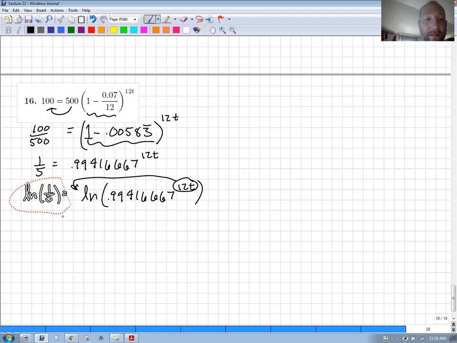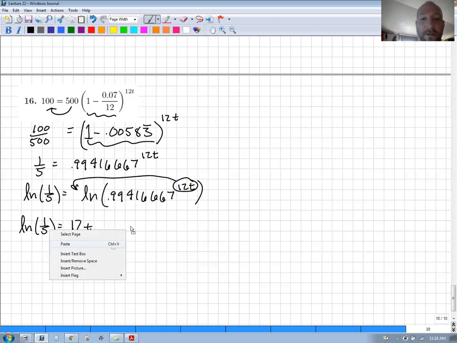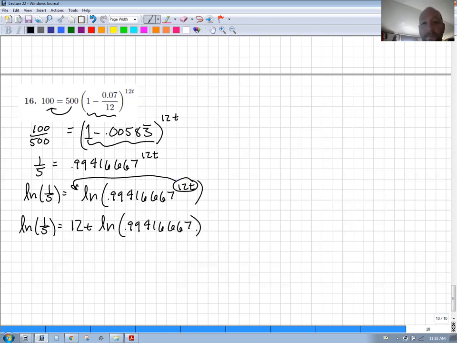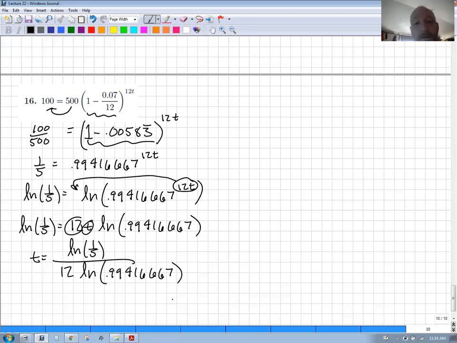So I have this. It's equal to 12t natural log of this stuff. So t here is equal to this guy divided by, all right, we need to get rid of the 12, so we'll divide both sides by 12, and we divide both sides by this. There.